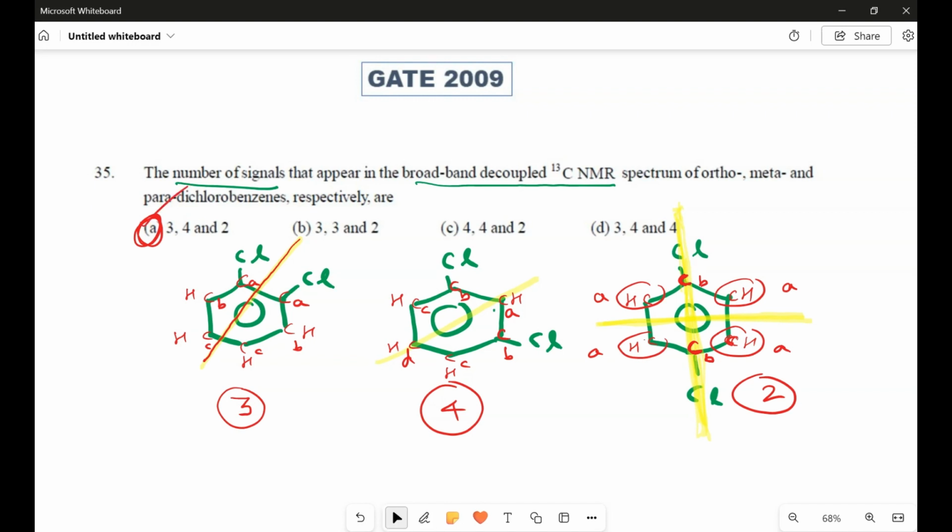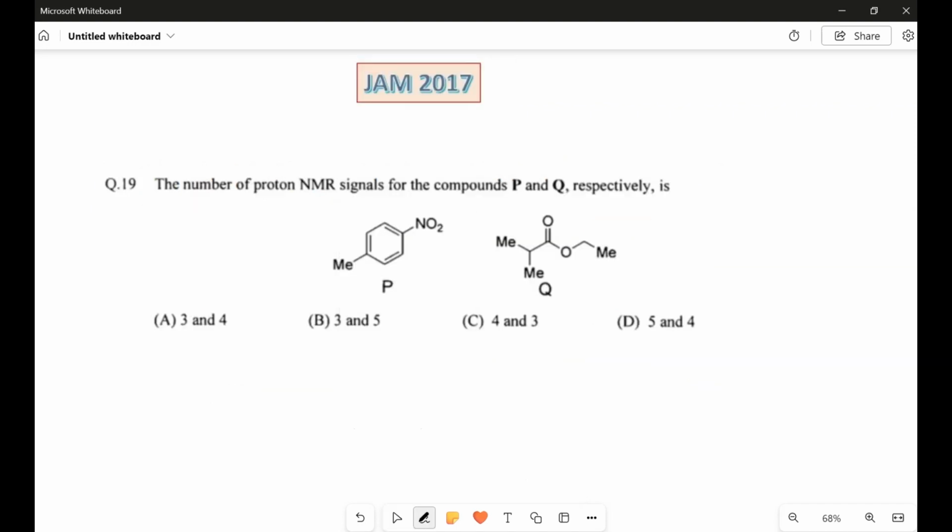Very good. Next problem, I've chosen a number of proton NMR signals for compounds P and Q. So the compound P and Q. Okay, so first write the hydrogens quickly. So they are para substituent. So I can cut the molecule like this, but I cannot cut perpendicularly. So now identify the hydrogen.